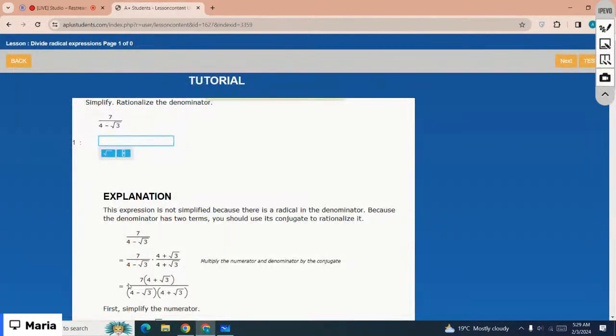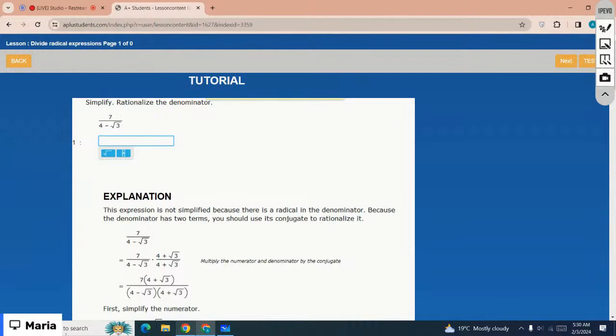Okay, the first one is 7 divided by 4 minus square root 3. You have to rationalize the denominator. So, how do we rationalize the denominator? We have to multiply it by the conjugate. Conjugate means exactly the same thing, just with the opposite sign, because you need to remove the radical from the denominator. Let me just do it on the board, right?